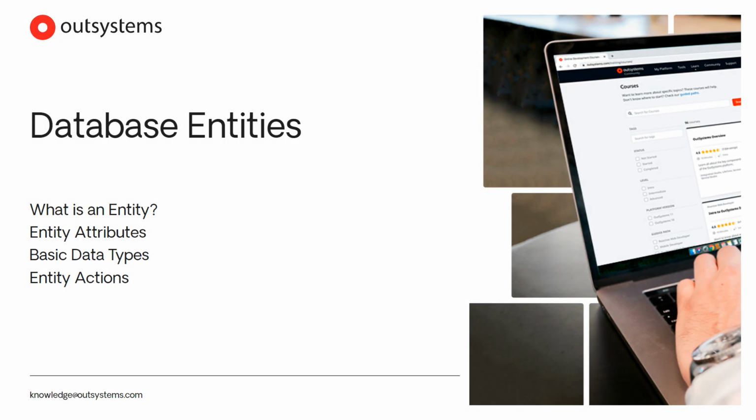In this session, we'll give you a quick overview of what database entities are. We'll start by answering the question, what is an entity? Then, we will explore how entities have attributes, and learn what basic data types are available for those attributes. We'll talk a bit about the special ID attribute. Finally, we'll finish up by talking about the built-in entity actions.